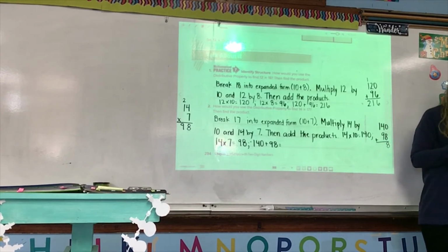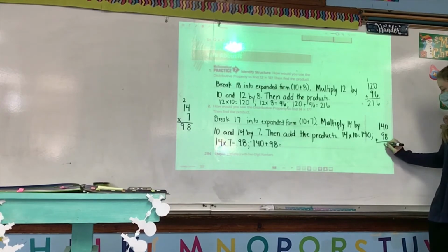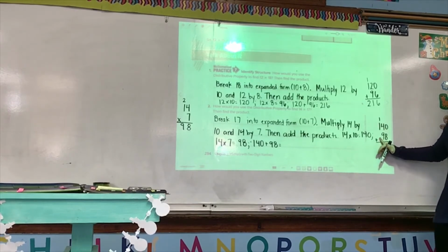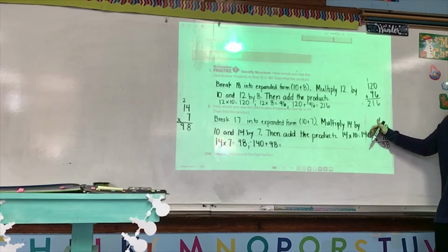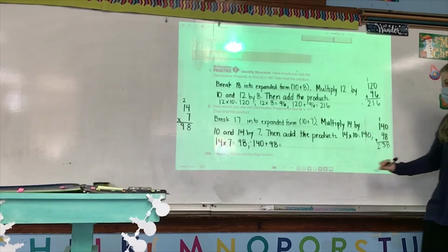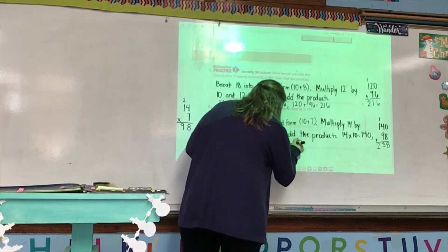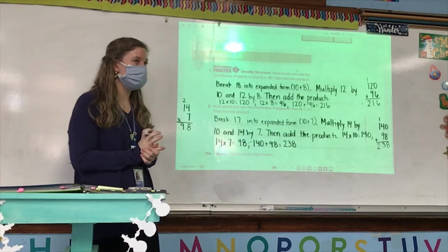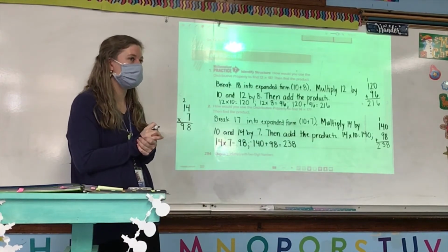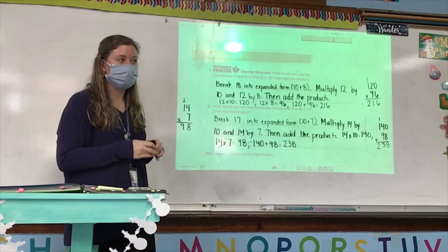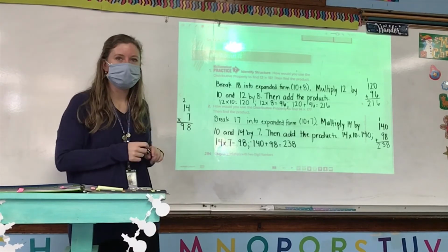So 4 plus 9 is what, Mason? 13. Keep the 3 in the tens place, regroup the 1 to the hundreds place. Now add the hundreds. Don't multiply 9 times 1. We're adding 1 plus nothing, which is 1, plus our regroup 1, 2. So that means 140 plus 98 is what, Mason? 238. Which means that 14 times 17 is 238.